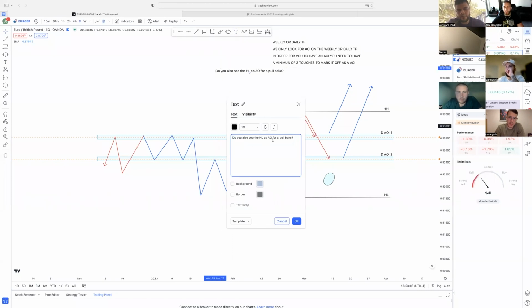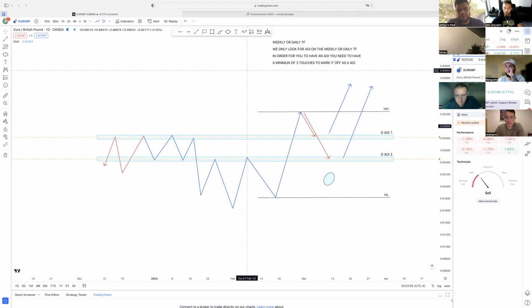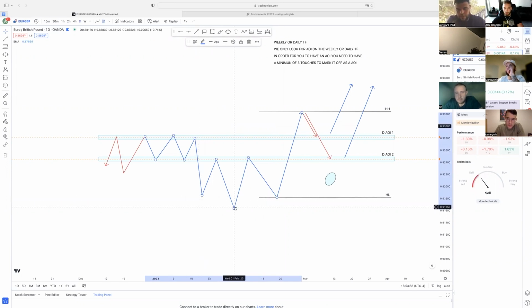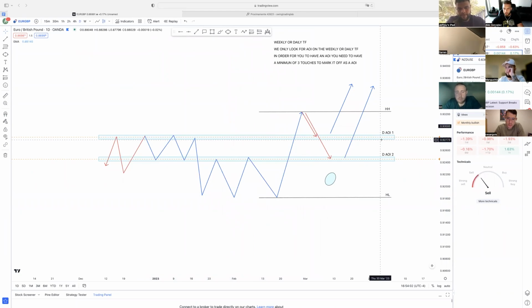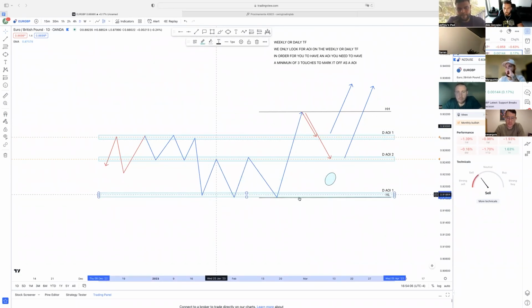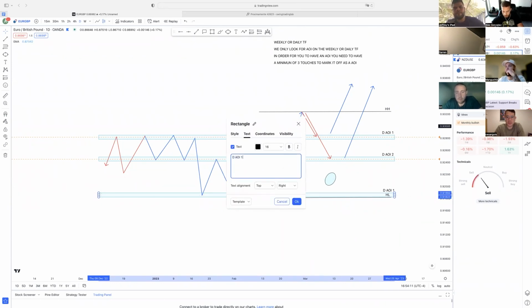Do you also use the higher low as an area of interest for a pullback? The answer is, if there are 3 touches. For example, here there's only 1, 2. There's no 3 touches here. So if this point had been right here, yes, we could consider this an area of interest 3, because we are still above the higher low and there are 3 touches. If that makes sense, type 1. If it doesn't, type 2.